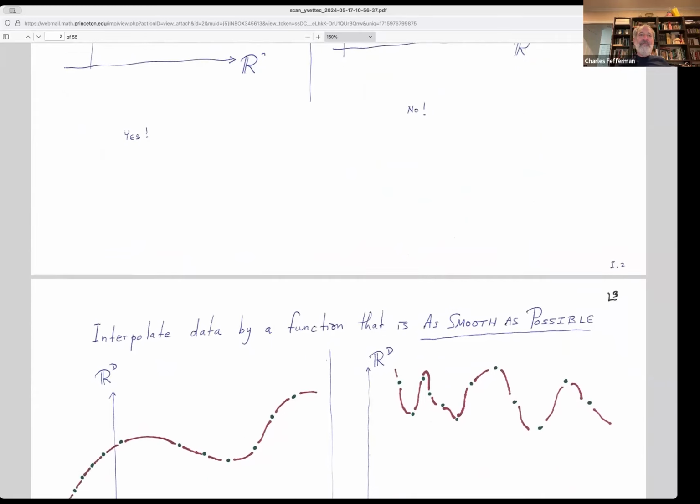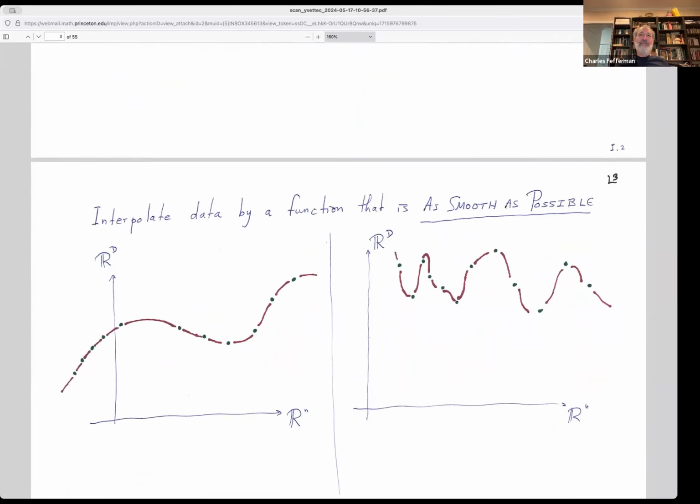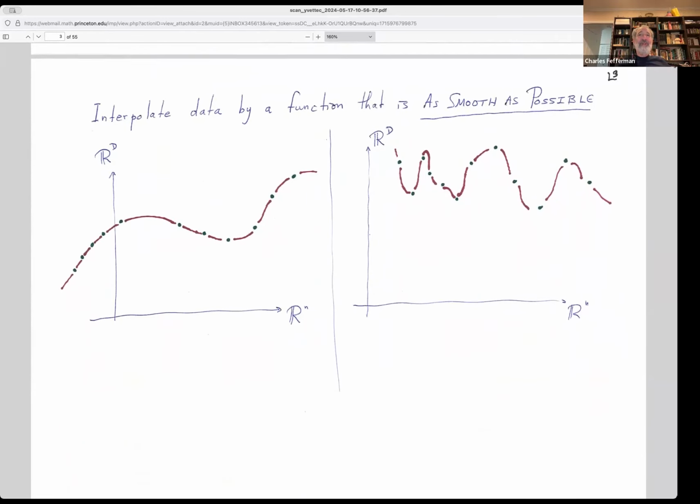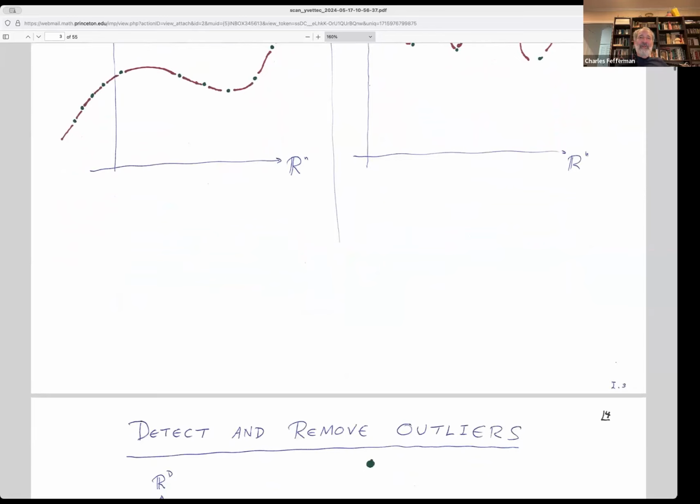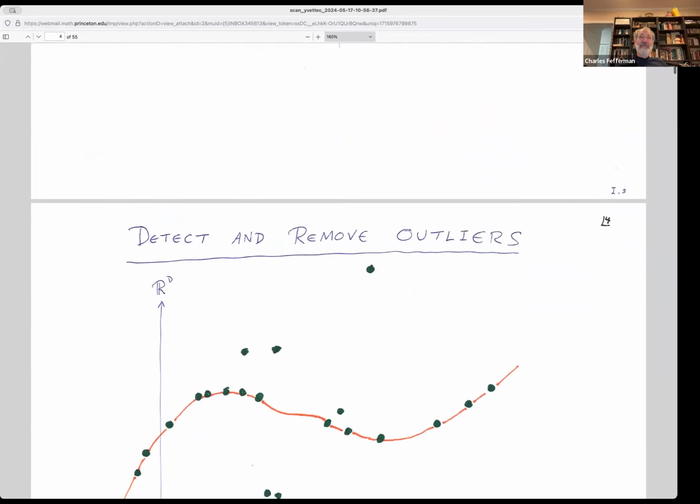Now, if we decide that our data can be interpolated by a smooth function, then we should go ahead and interpolate it, as in the two pictures in this next slide. So, interpolate data by a function that is as smooth as possible, whatever that means. These questions right now are vague, and a substantial part of the talk will be devoted to pinning down their exact meaning. And the third question is to detect and remove outliers.